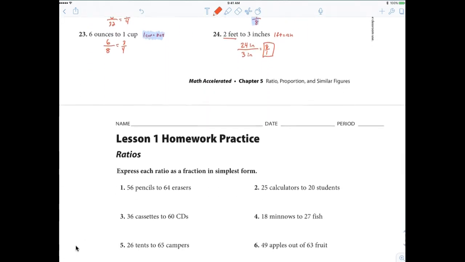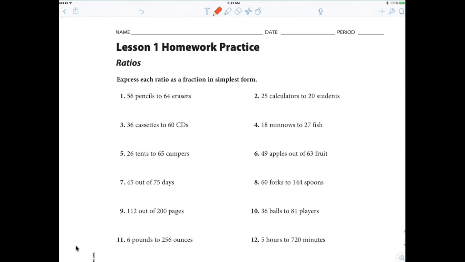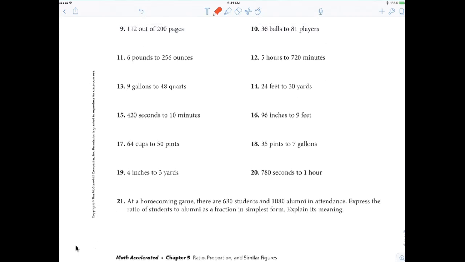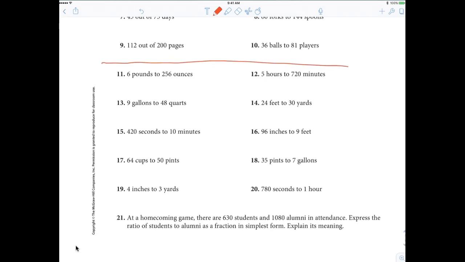And then your homework, of course, is to do the next worksheet, 1 through 21, and then all of the ones, and let's look at this, just to make sure, everything from 11 to 20, there are units that you have to convert, right? For example, the pounds and the ounces, you have to convert those. Hours and minutes, all right.